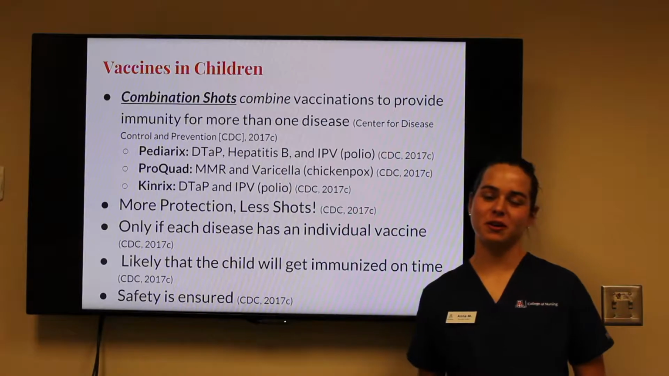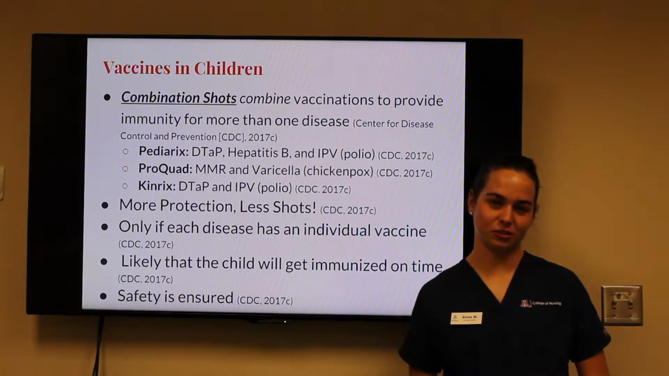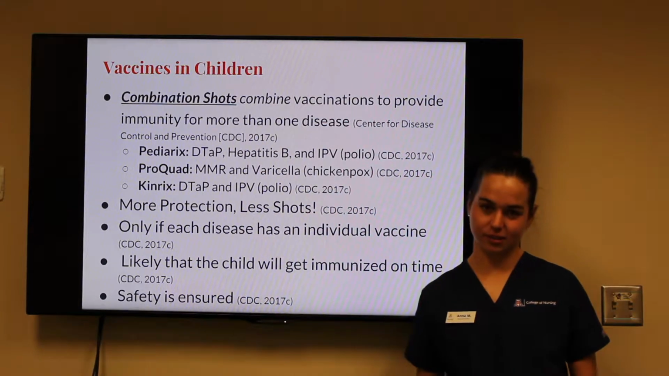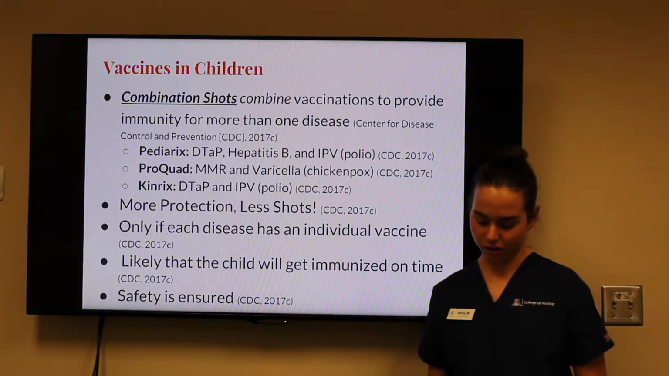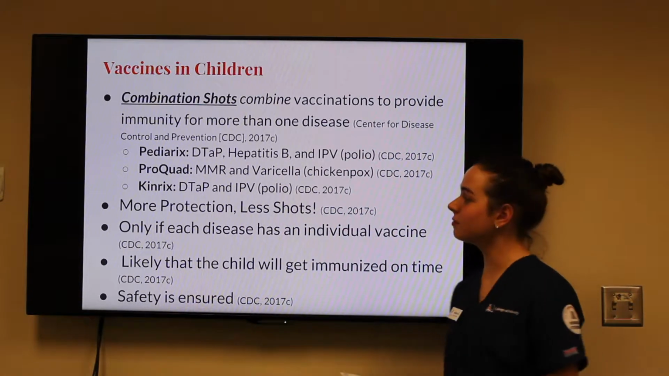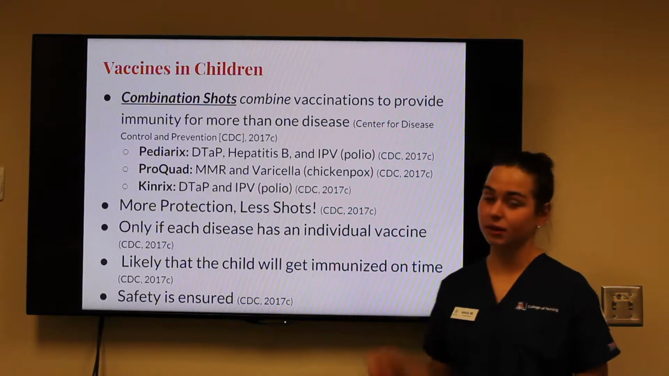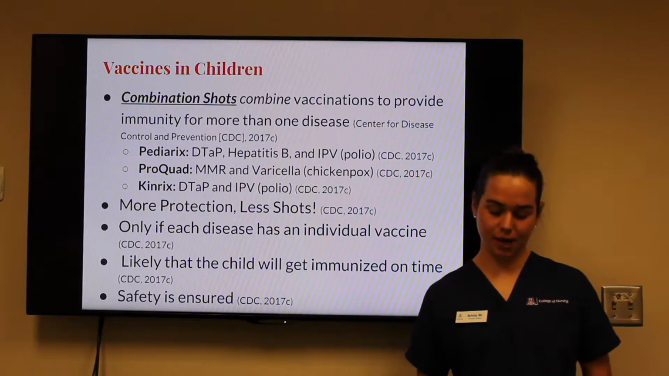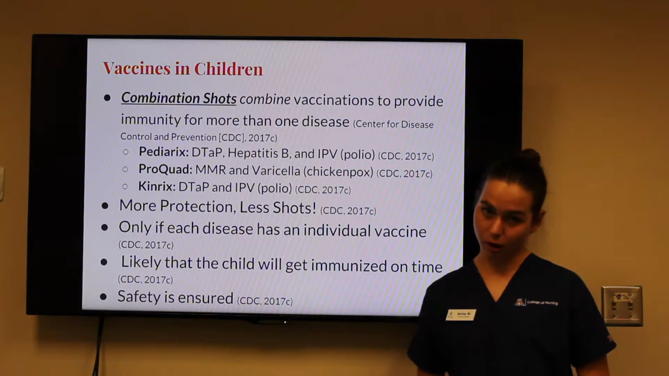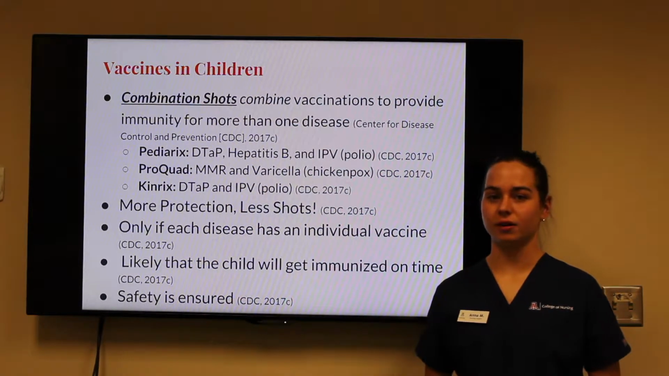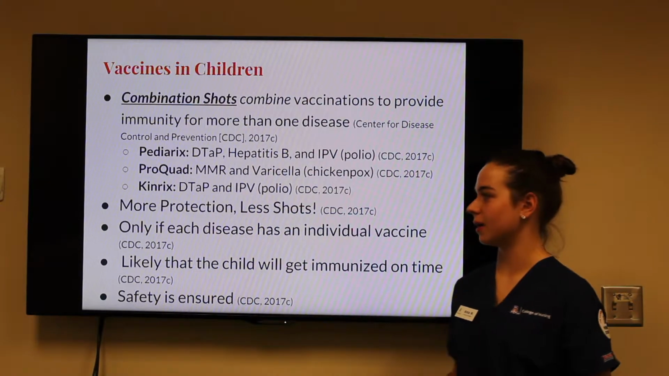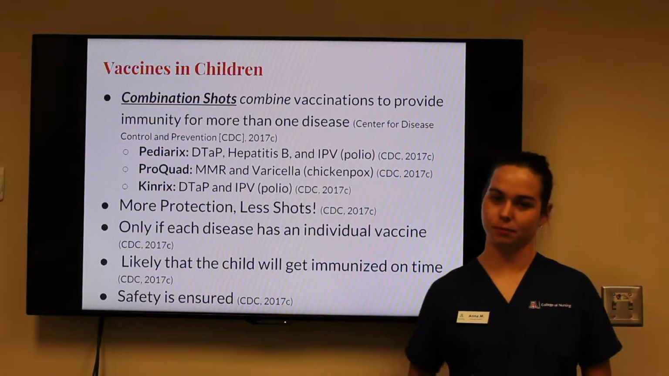A solution for parents who are a little bit less adamant to get their children vaccinated is called combination shots or combination vaccines. Combination vaccines combine vaccinations to provide immunity for more than one disease. We have some examples here. We have Pediarix, which combines DTaP, hepatitis B, and IPV, which is polio. We have ProQuad, which combines MMR and varicella, chickenpox. And we have Kinrix, which combines DTaP and IPV, polio again.